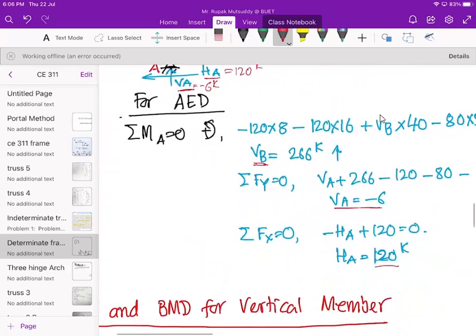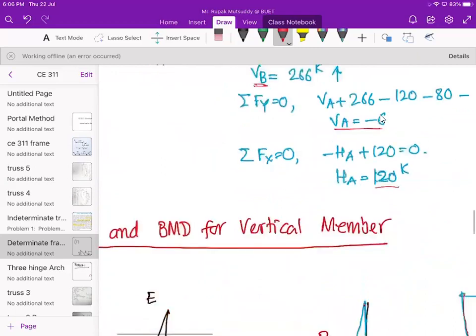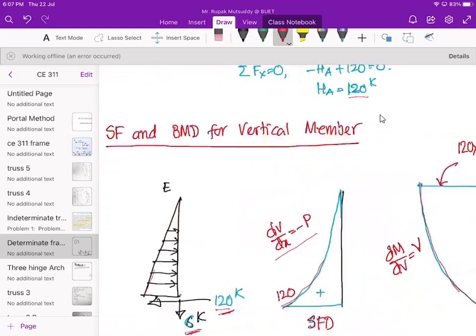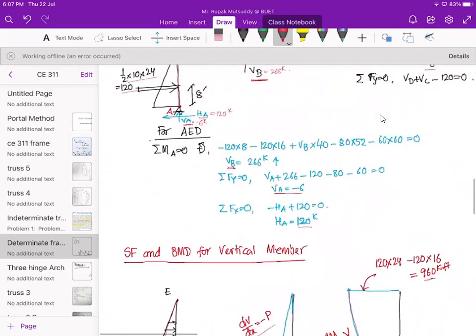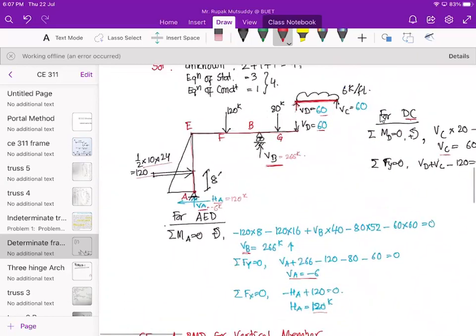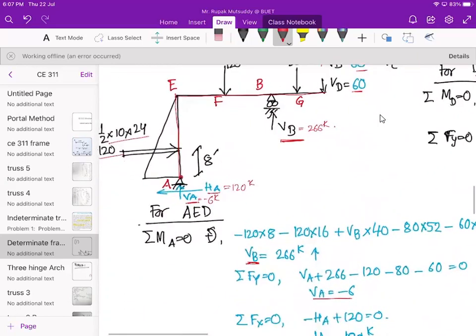Okay. Let's talk about the vertical member, that means the column first. The column has uniformly varying load. Okay. So uniformly varying load. Before going to that, I would like to emphasize how we get the VB equals 266.